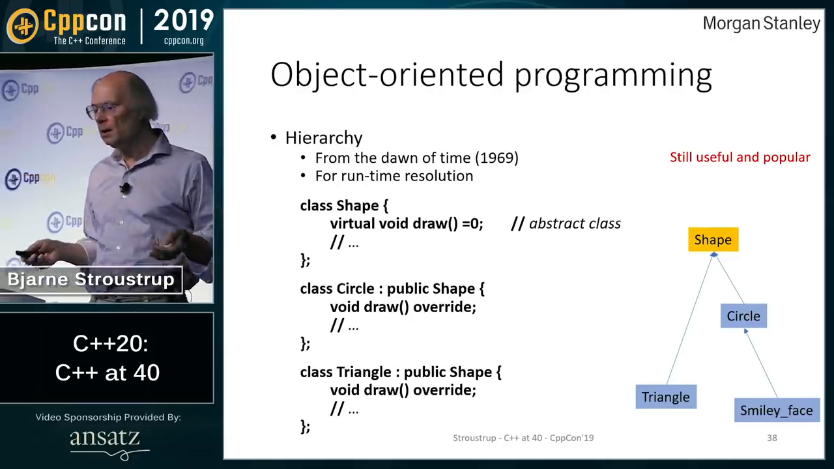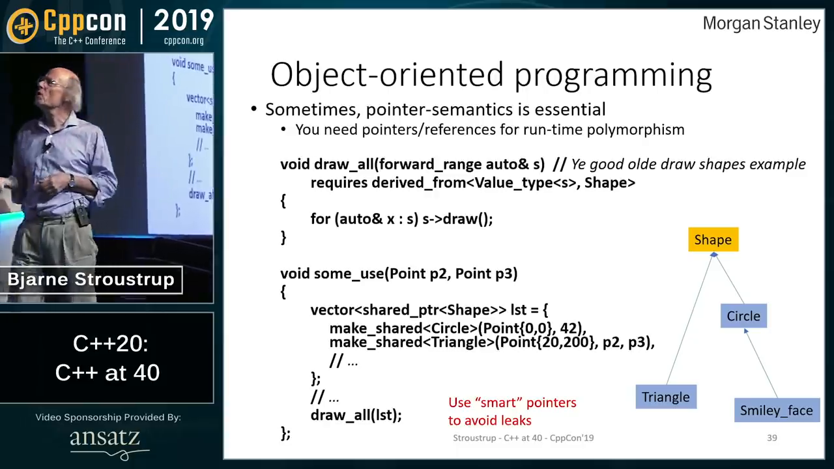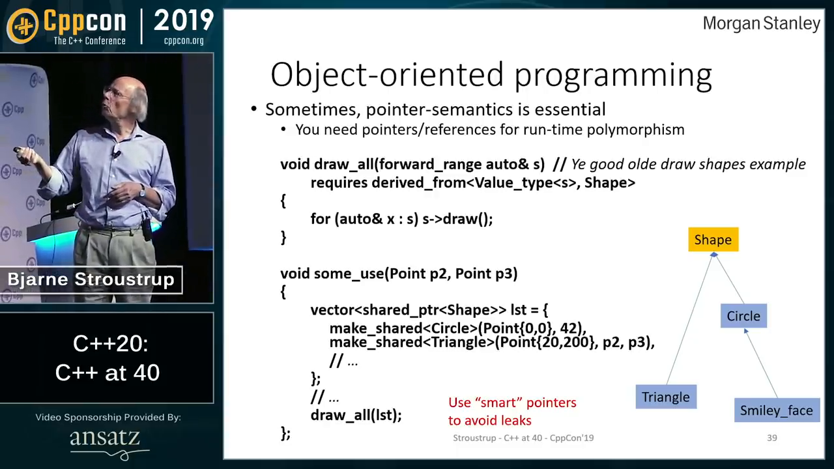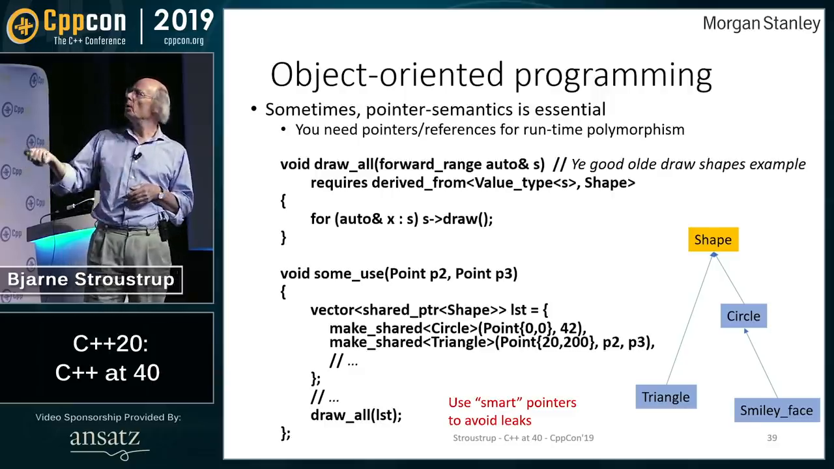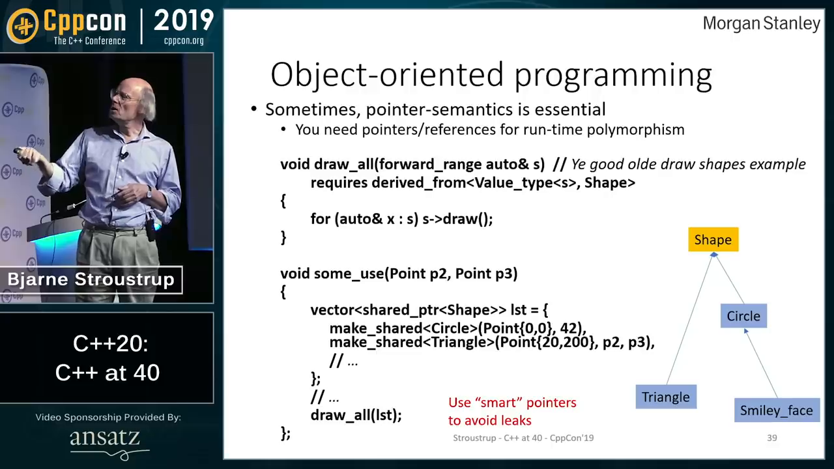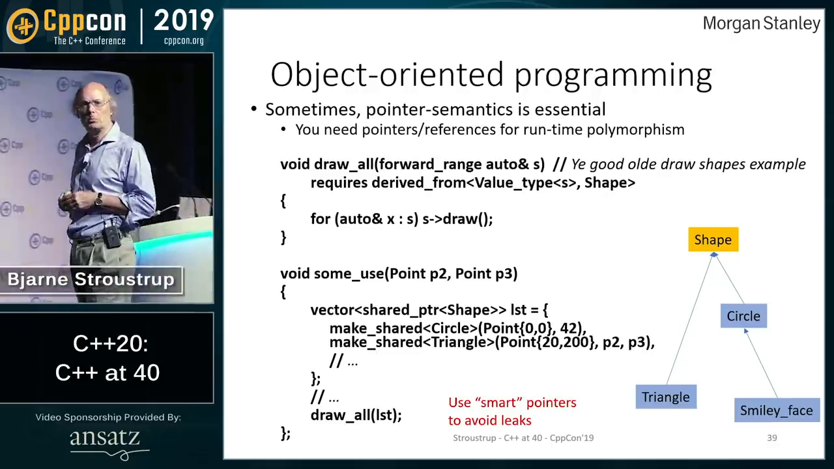We build a hierarchy. And then we can draw all the shapes. Here, I've taken the forward range. I want all the things to be derived from shape. Then I can do a range for loop over and print them all out. The test example here shows that I make a bunch of shared pointers.